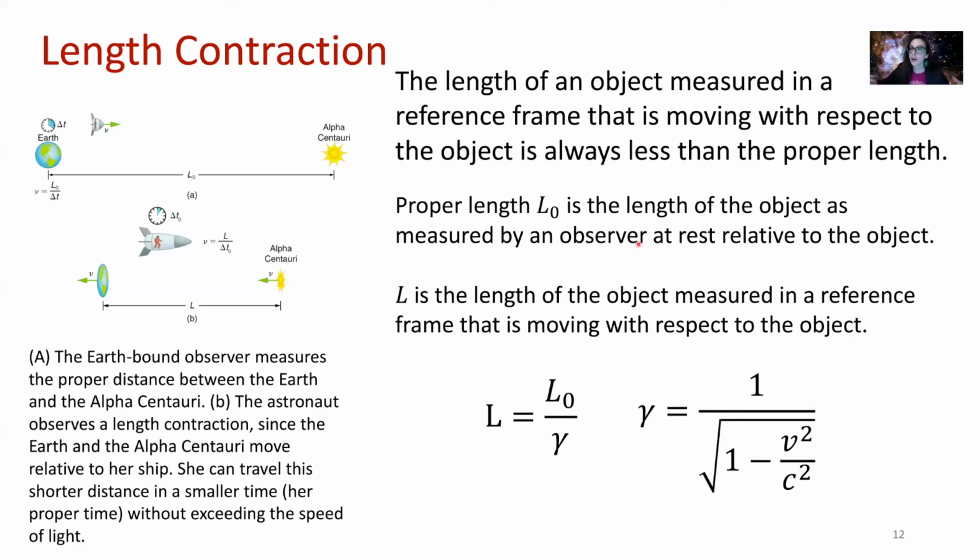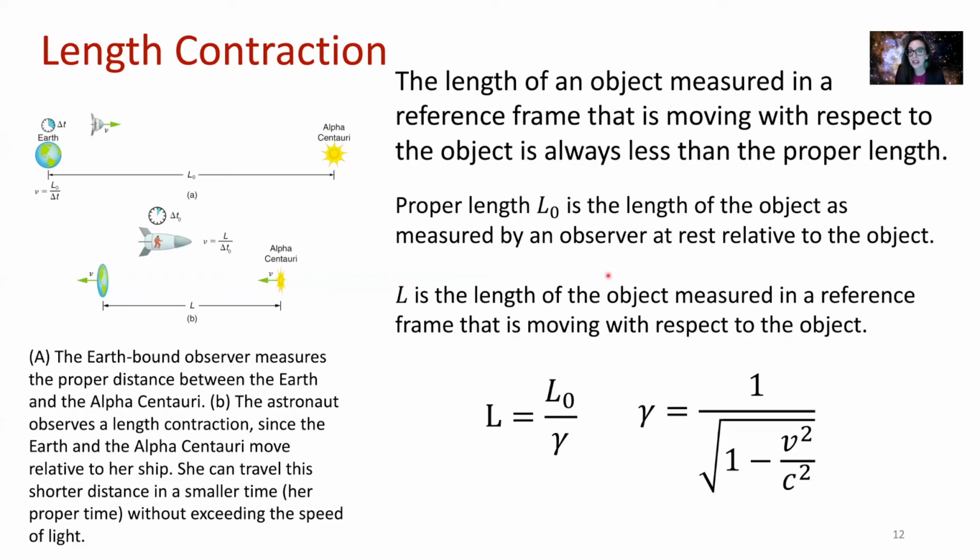Now we're going to call proper length L sub naught, the length of the object as measured by an observer at rest to the object. So for me, the proper length would be me taking, I've got my phone here, measuring the length of my phone right here. I am not moving with respect to the phone, so the proper length of this object is the length that I measure it to be here, me not moving with respect to it.